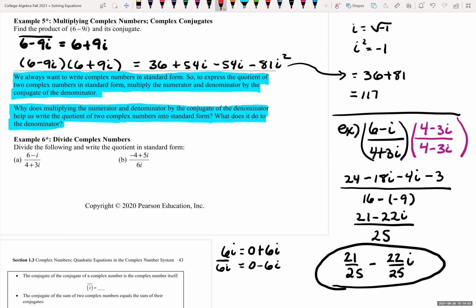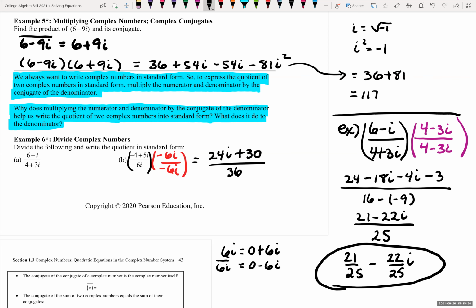And so we can do this. We can multiply both the numerator and denominator by negative 6i. Okay, so we need to distribute on top. So we have a negative 4 times a negative 6i. That's going to give us a 24i. And then we have 5i times negative 6i. So that's negative 30i squared. The i squared again is negative 1. So negative 30 times negative 1, we have a plus 30. All divided by 6i times negative 6i. That's negative 36i squared, which is positive 36.